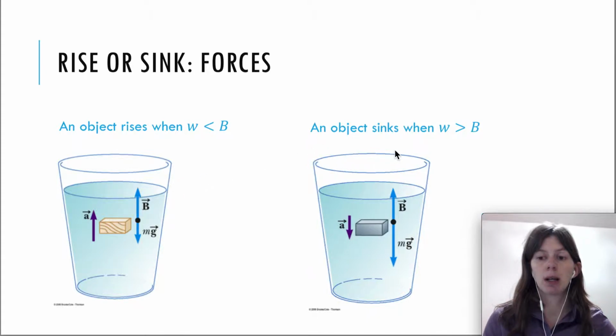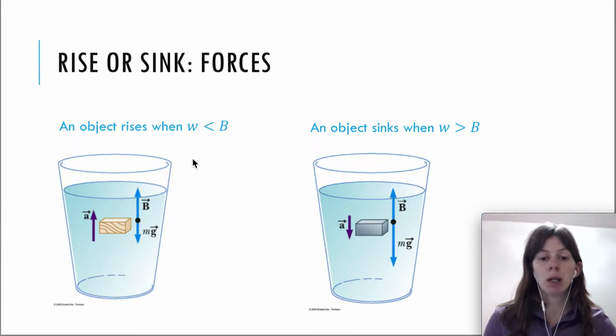And vice versa. An object is going to sink when the weight is greater than the buoyant force, as in this picture. The weight arrow is bigger, that means the net force is downward. That means the acceleration is downward.